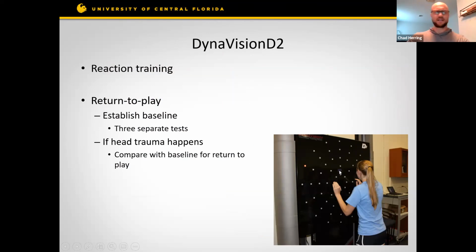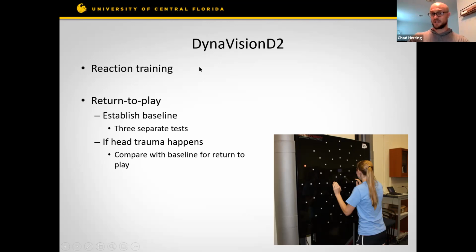Different modes they have, like one interesting is they have a 5-digit number that pops up on the screen. And as you're touching those lights, you have to read out the number. If you don't read out the number, I can't remember, basically you subtract a certain amount of your touches. You can use that for reaction training.